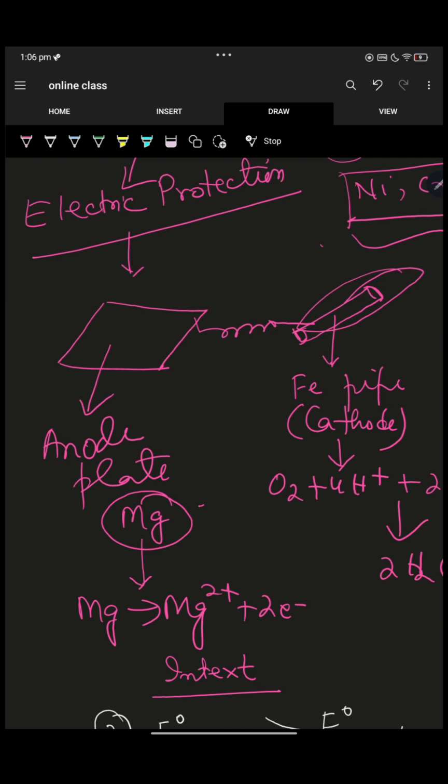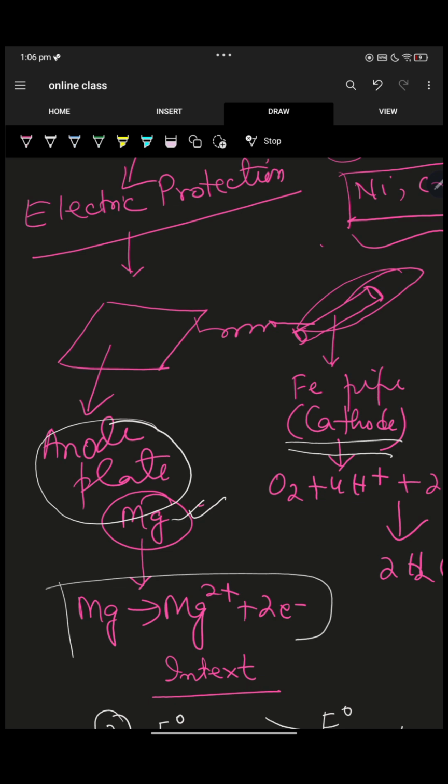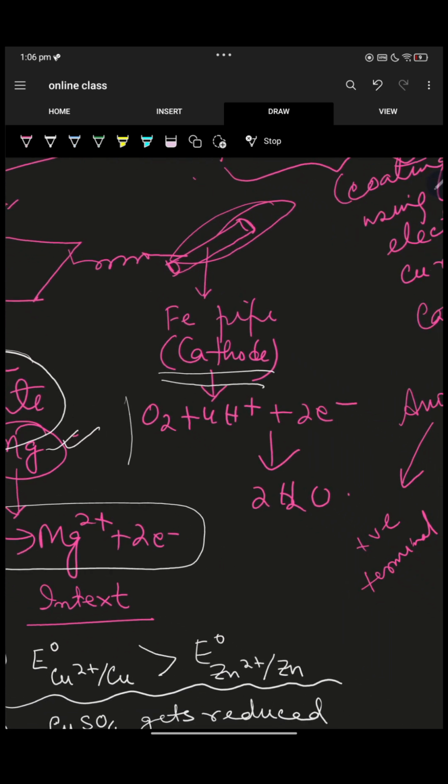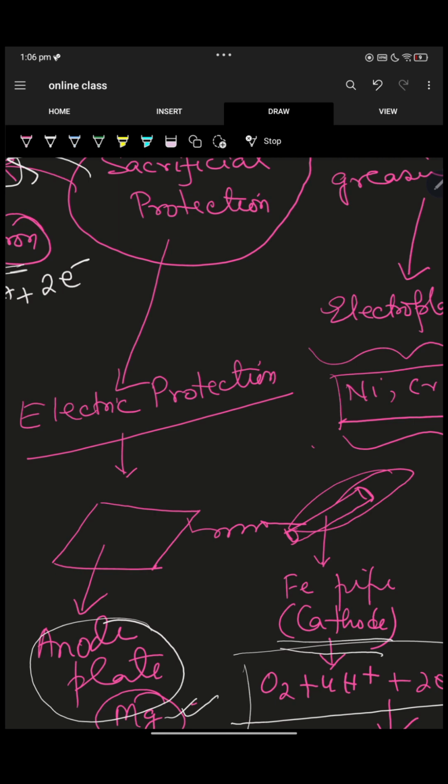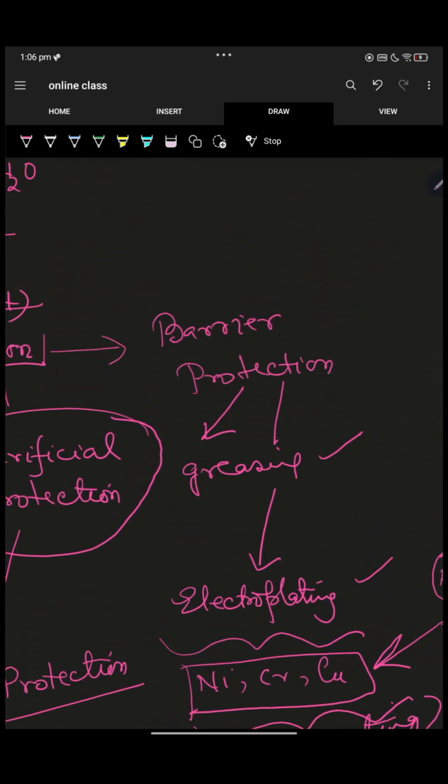the iron pipes. This acts as the cathode, and it is connected to an anode plate of a reactive metal, say magnesium, which has a greater tendency to get oxidized than iron, and it loses 2 electrons and forms Mg2+. These 2 electrons are taken in this reaction and form H2O. Right. So this is again how the underground pipes are prevented from rusting by the electric protection method.